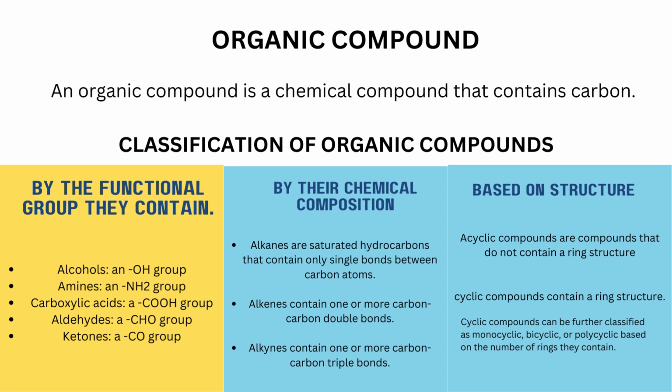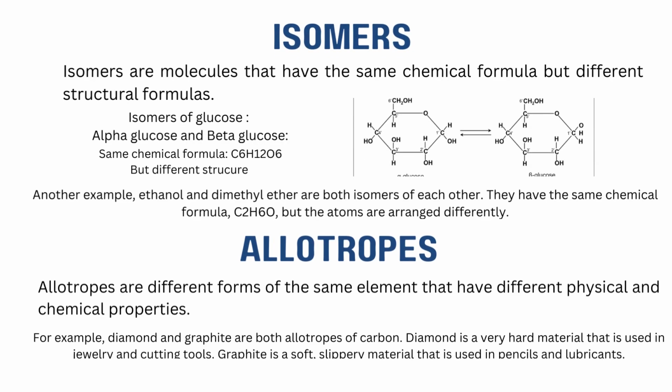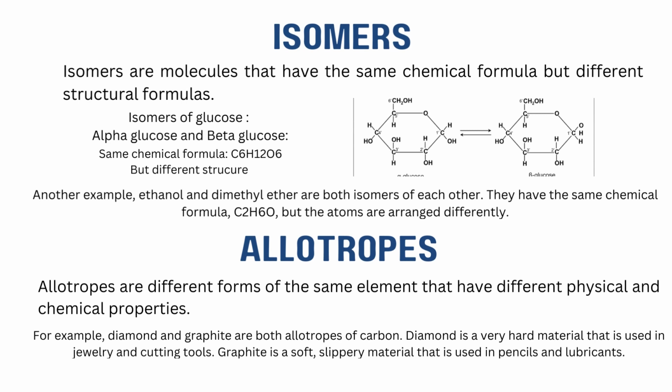Cyclic compounds can be further classified as monocyclic, bicyclic, or polycyclic based on the number of rings they contain. Isomers are molecules that have the same chemical formula but different structural formulas. Example: alpha-glucose and beta-glucose are isomers of glucose.